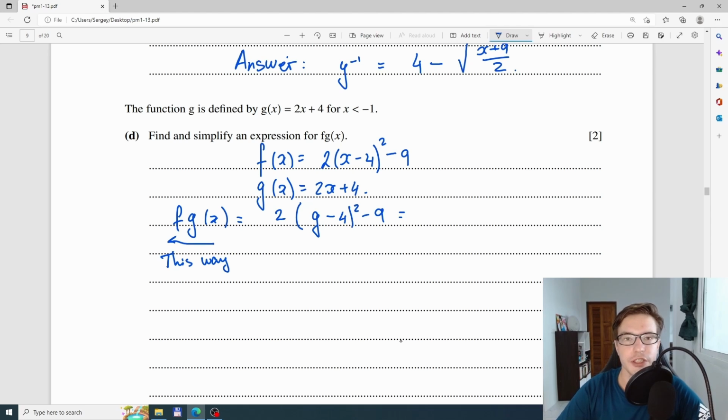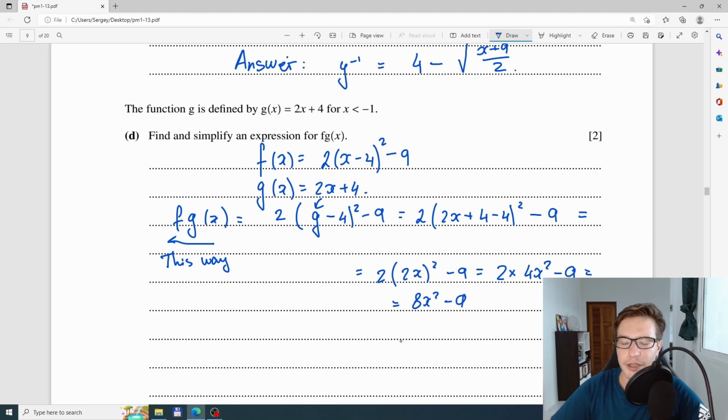And now what is g? G equals 2x plus 4. So let's substitute this in our expression, and we'll get 2 times (2x plus 4 minus 4) squared minus 9. Simplify that. 4 minus 4 is 0. So we get 2 times (2x) squared minus 9, which is 2 times 4x squared minus 9, or 8x squared. Take away 9. That's the answer. F of g of x equals 8x squared minus 9.